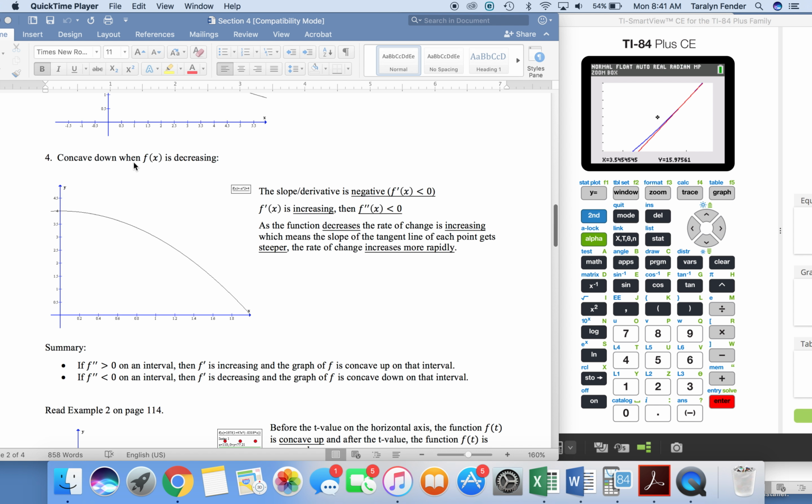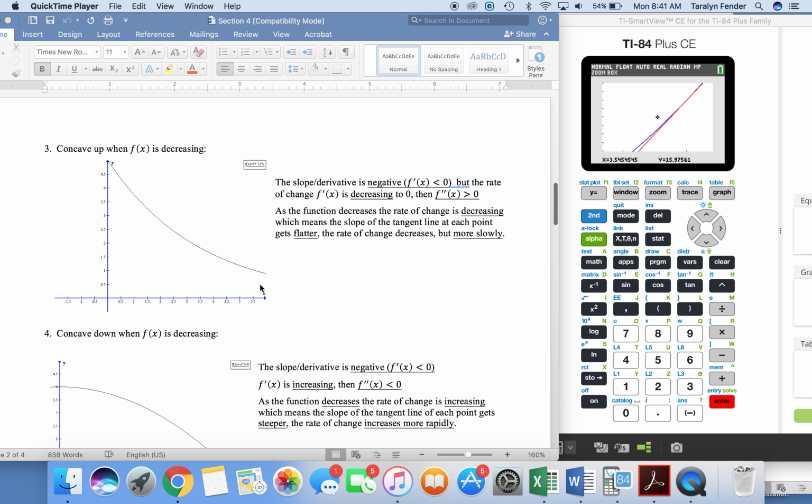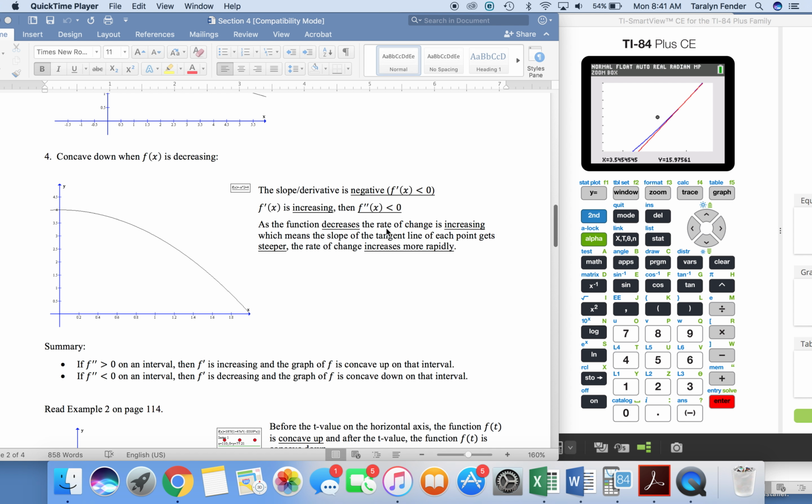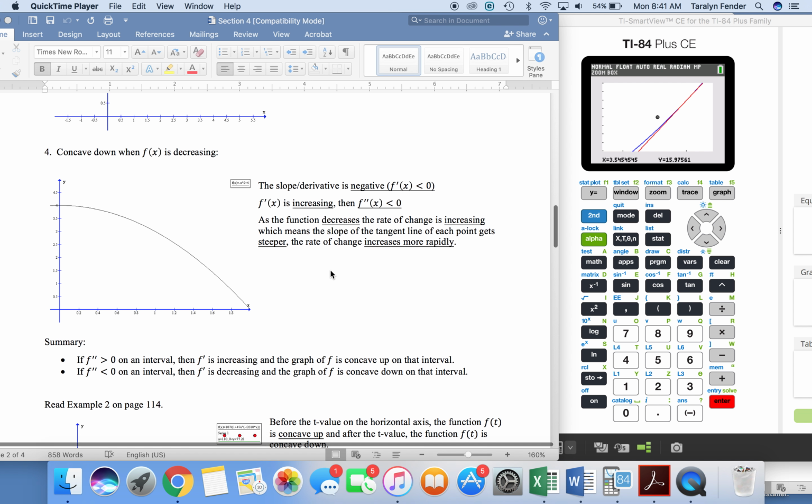Concave down, when f of x is decreasing, the slope or derivative is negative. That means f prime is less than 0. F prime of x is increasing, then f double prime is less than 0. So concave down is going to be less than 0 for the second derivative. Concave up, the second derivative will be positive. As the function decreases, the rate of change is increasing. It's slow here, and then gets faster and faster and faster, which means the slope of the tangent line at each point gets steeper. The rate of change increases more rapidly.